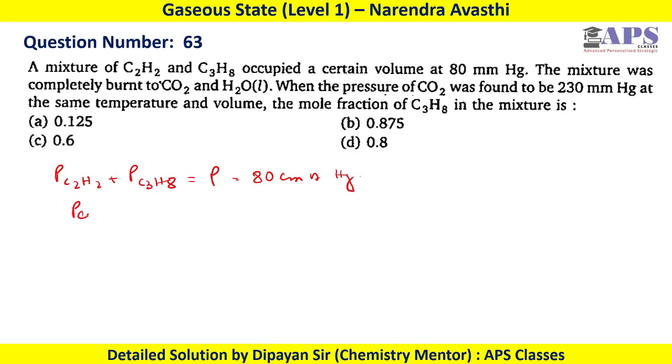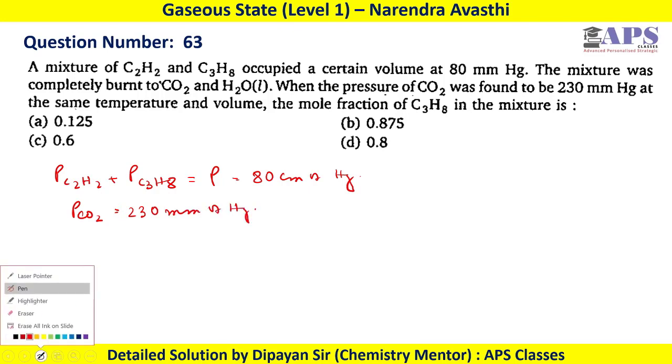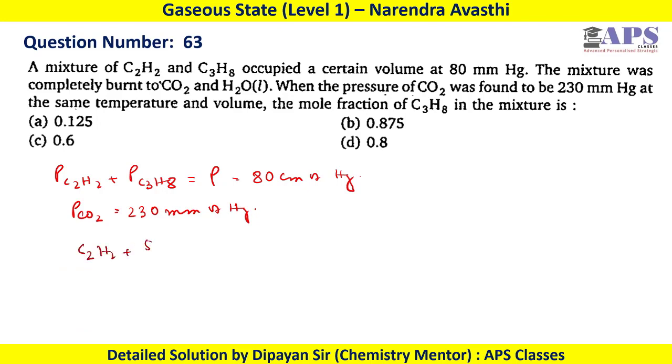Now finally we are getting CO2, and this CO2 is formed from the combustion process of C2H2 or C3H8. So finally we are getting 230 mm of Hg. Okay. So now according to the problem, C2H2, if we react with 5/2 of oxygen, we will get 2 CO2 along with H2O. Now if this is X, this will be 5/2X and this will be 2X.